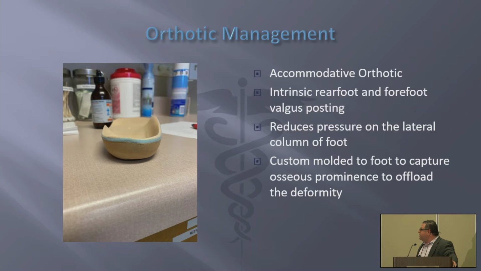So, a simple accommodative orthotic with, it's kind of hard to see, but we put a big valgus post, rear foot and forefoot valgus post, take advantage of some of the subtalar joint range of motion, push the foot over, which takes stress off the lateral aspect of the foot. It reduces pressure on the lateral column, and it has to be custom molded to offload the deformity. I see this guy once a month, we trim the callus, he doesn't have an open wound, he's doing fine, he's active.